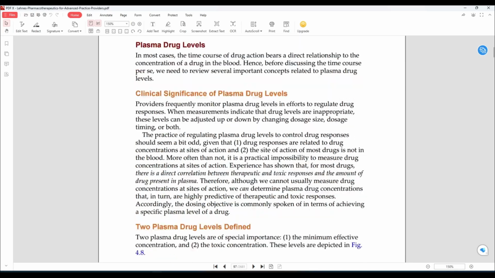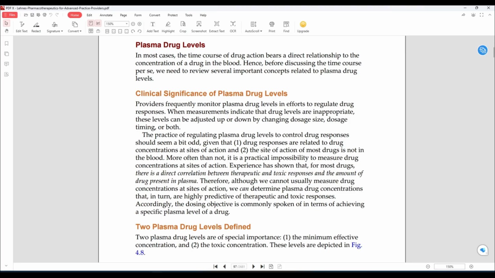Plasma drug levels. In most cases, the time course of a drug action bears a direct relationship to the concentration of a drug in the blood. Hence, before discussing the time course per se, we need to review several important concepts related to plasma drug levels.